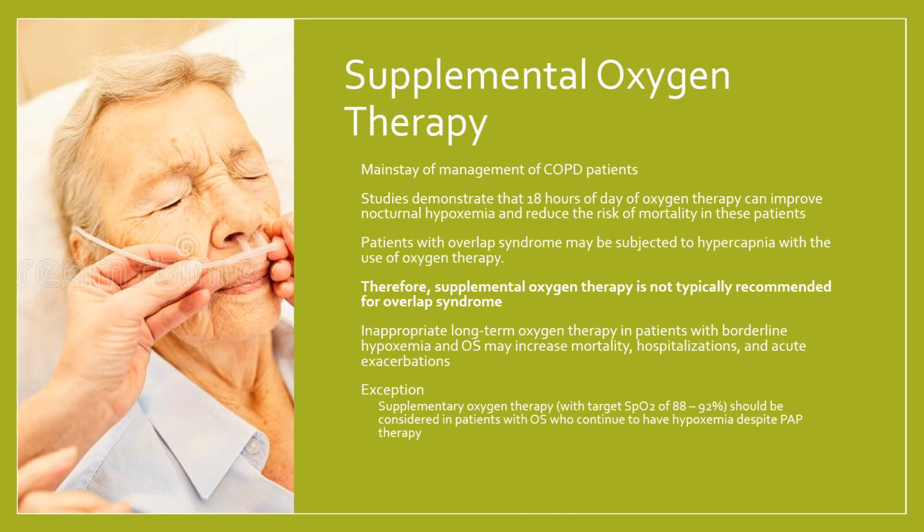Inappropriate long-term oxygen therapy in patients with borderline hypoxemia and overlap syndrome may increase mortality, increase hospitalizations, and increase acute exacerbations. There's one exception. Supplemental oxygen with a target range of 88 to 92% should be considered with patients with overlap syndrome who continue to have hypoxemia despite PAP therapy. So if you have a patient on PAP therapy who has overlap syndrome and they are desatting at night and have nocturnal hypoxemia, you may want to bleed in some supplemental oxygen with them.